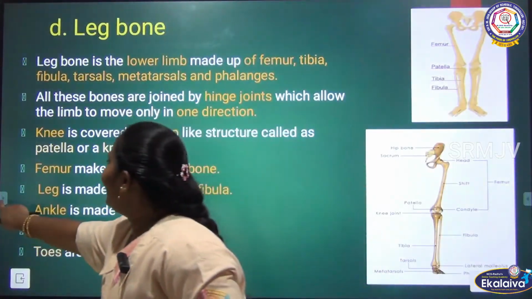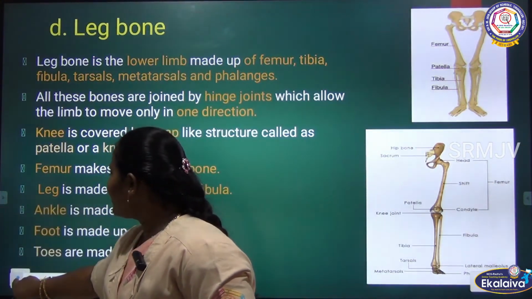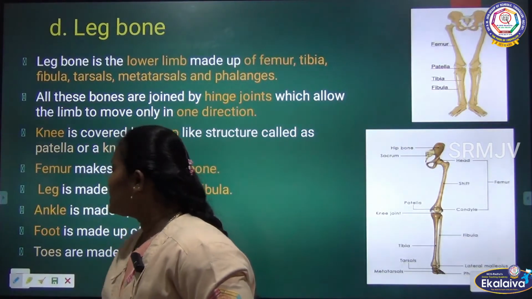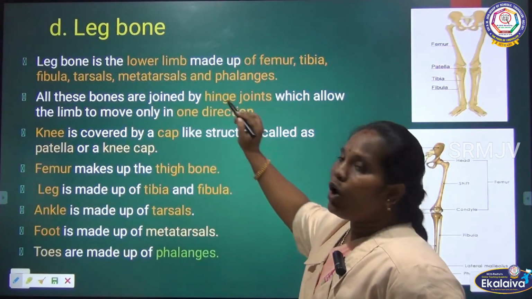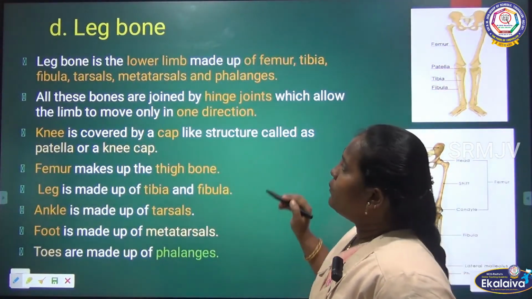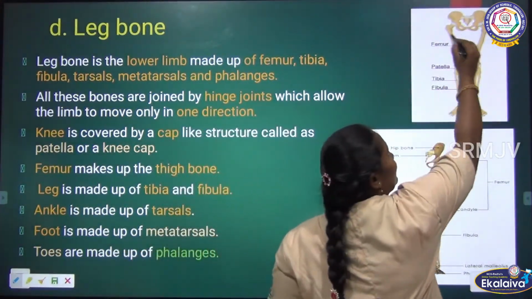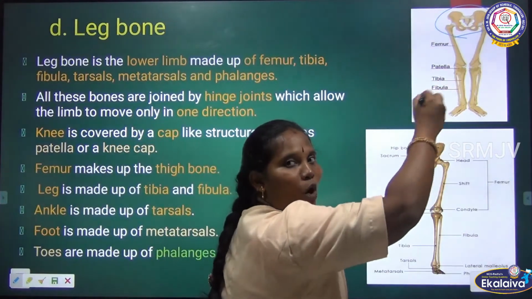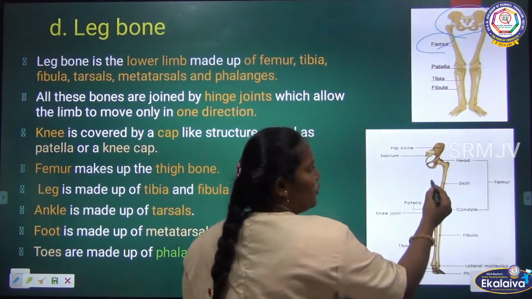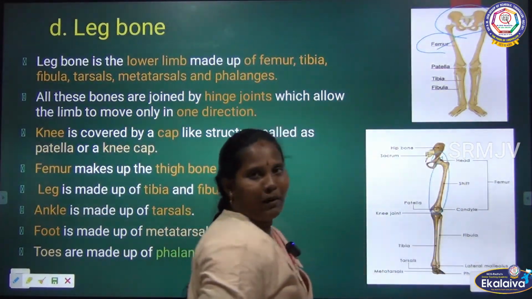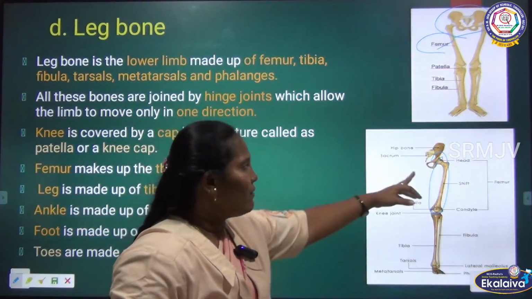Then next one is the leg bone. Same as our arm bones, our leg bone is also similar. The lower limb is called the leg bone, we know very well. This leg bone is made of the same things. See here, the pelvic girdle is there. In this pelvic girdle, the ball and socket joint is attached here. What are they? First one is the femur. Femur means our thigh bone. Our thigh bone is the largest bone, the biggest bone in our body.